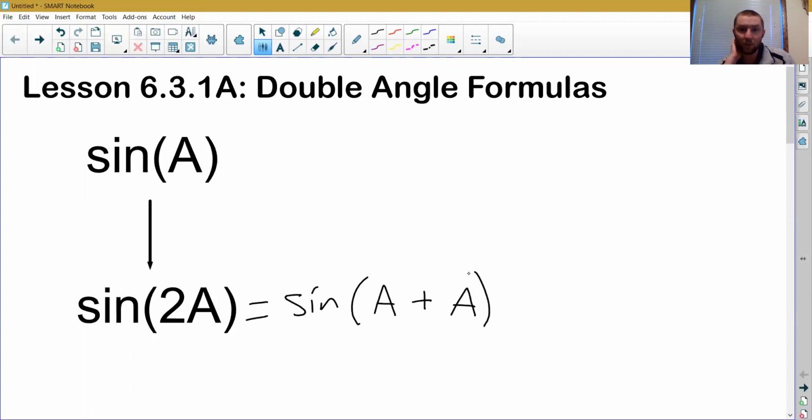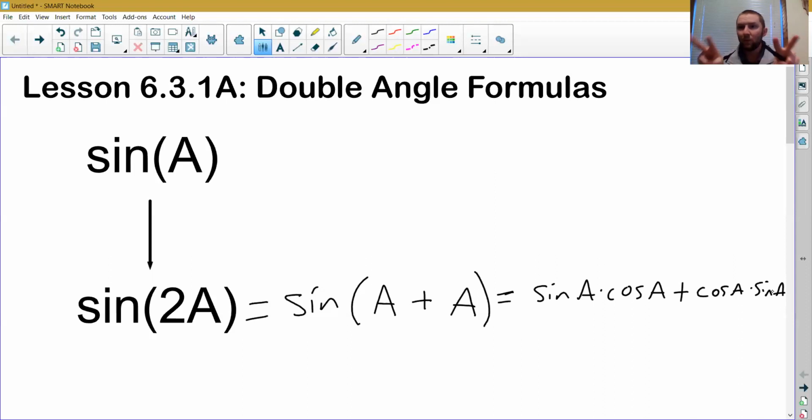So what I'm going to do then is use the angle sum formula on the sine of A plus A. If we look back in our notes to the angle sum formula for sine, we do the sine of the first angle times the cosine of the second angle, which happens to be the same thing, and then we add to that the cosine of the first angle times the sine of the second angle, which again happens to be the same thing.